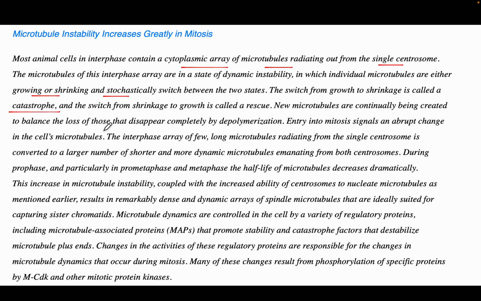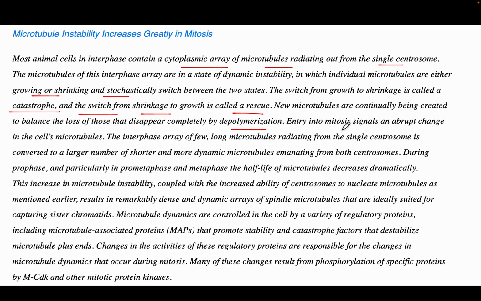The dynamics of microtubules we will discuss more during the cytoskeleton class. The switch from growth to shrinkage is called catastrophe, and the switch from shrinkage to growth is called rescue. New microtubules are continually being created to balance the loss of those that have disappeared completely by depolymerization.